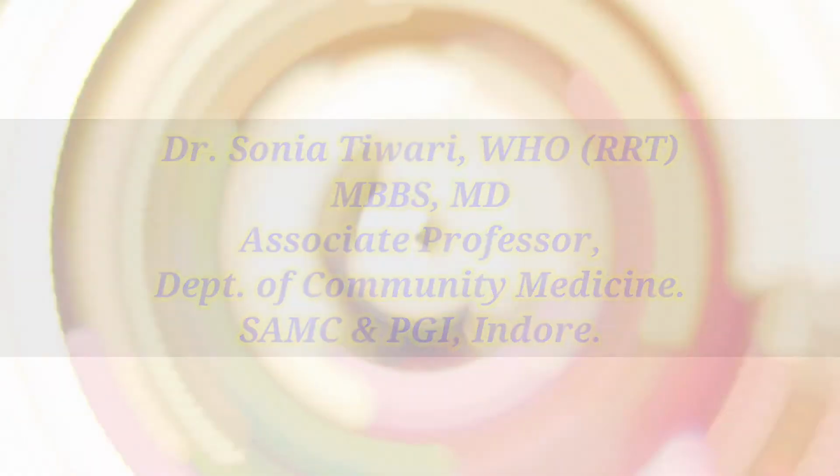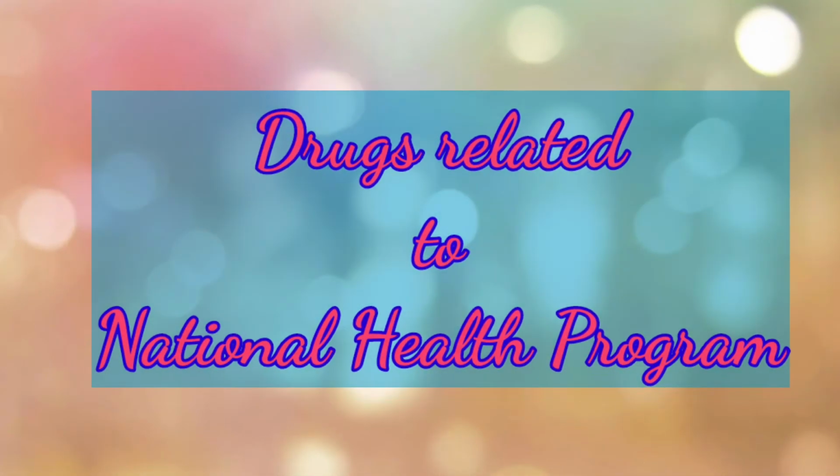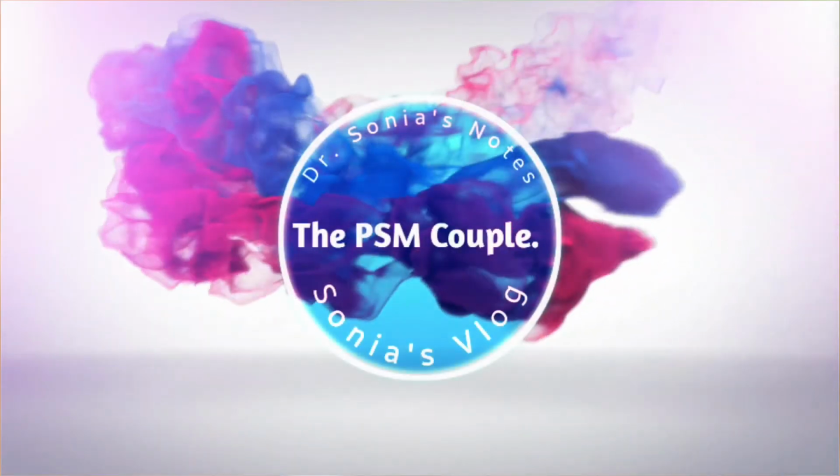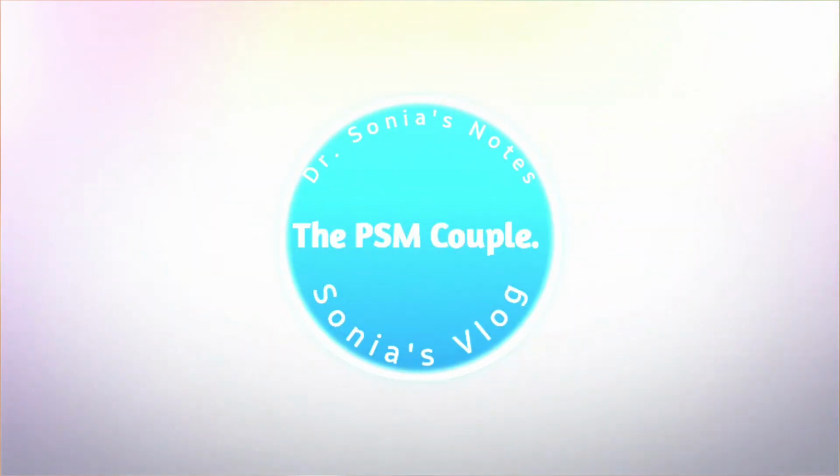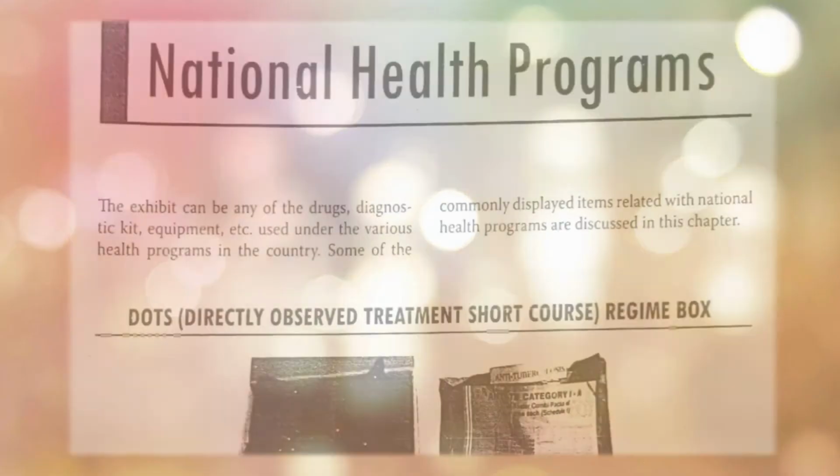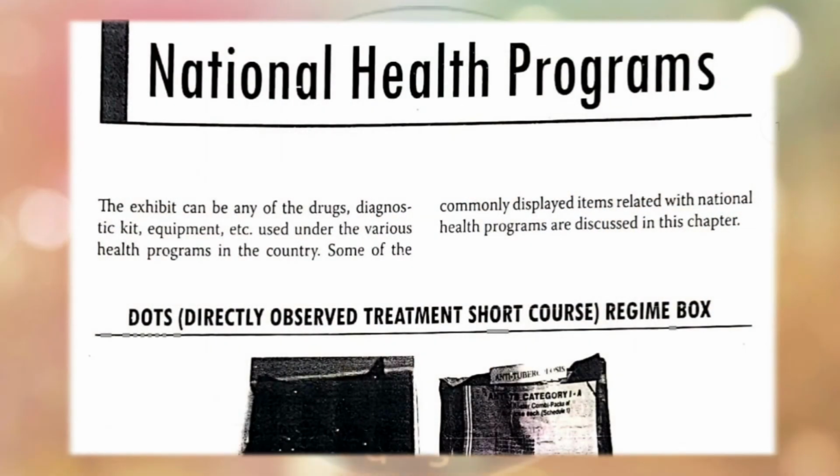Today we will see certain drugs which are related to the national health programs and the other drugs relating to spotters. We have covered in MCH part 1 and MCH part 2, like iron, folic acid, etc. Today we are seeing the drugs which are related to the national health programs.